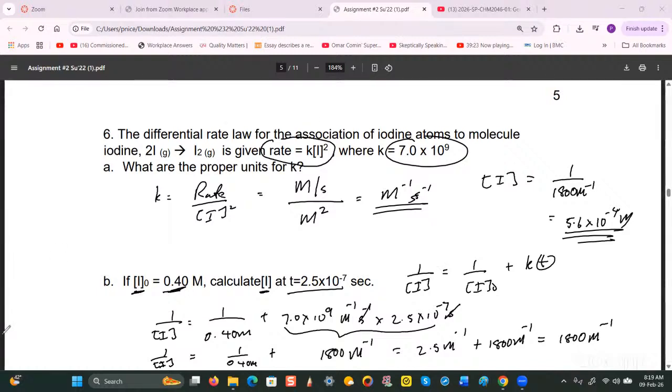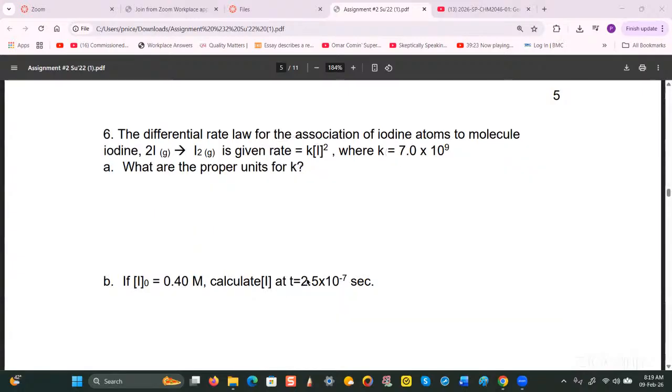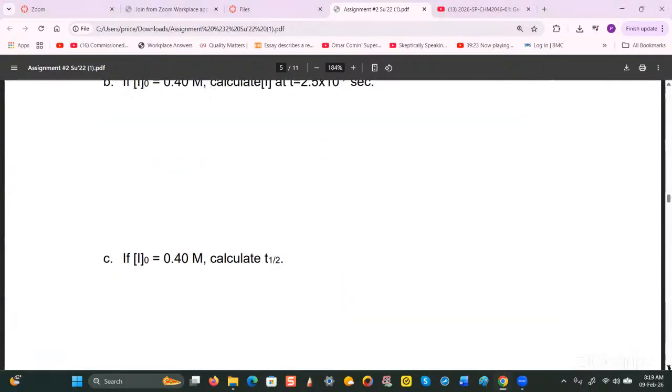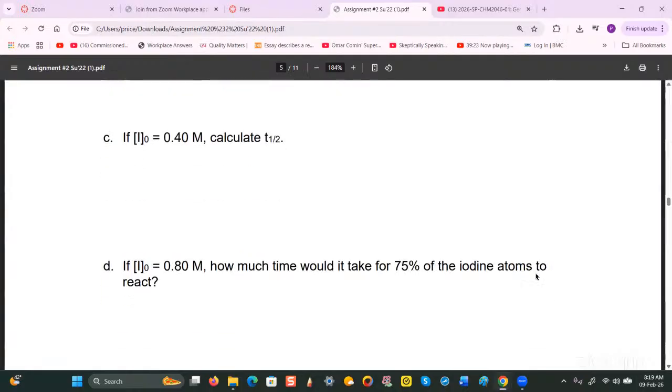Okay, let me clear this and scroll down. The next question is, if the initial concentration of iodine is 0.40 M, calculate the half-life. There is an equation we can use to calculate the half-life for a second order reaction. Half-life is equal to 1 over K times the initial concentration of A. This is the equation for the half-life of a second order reaction.